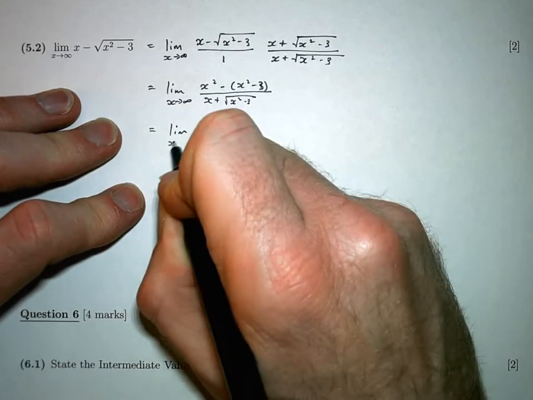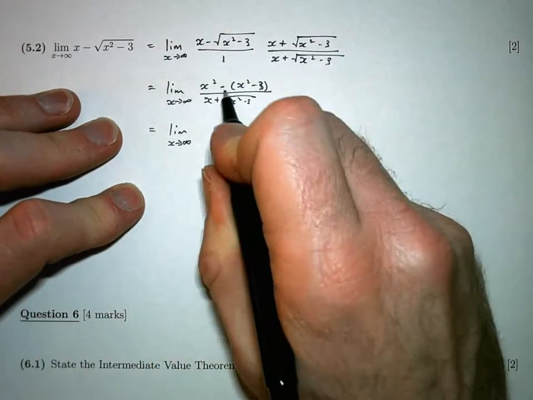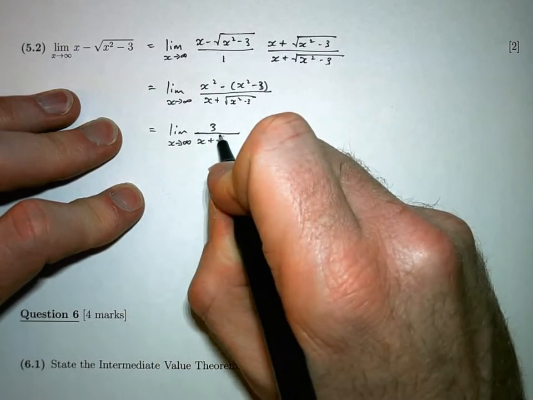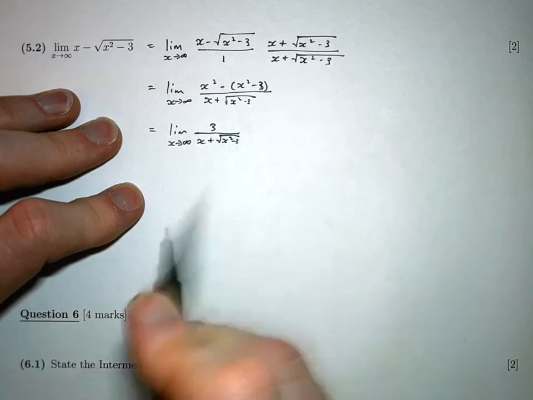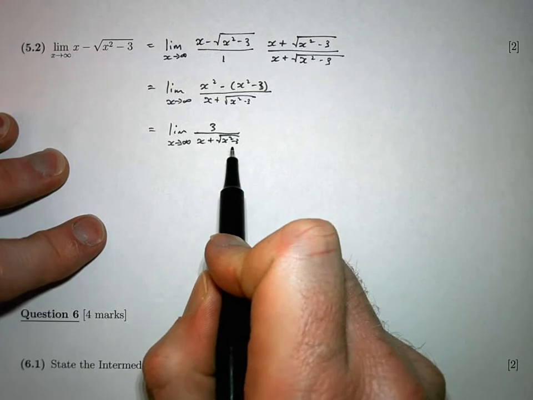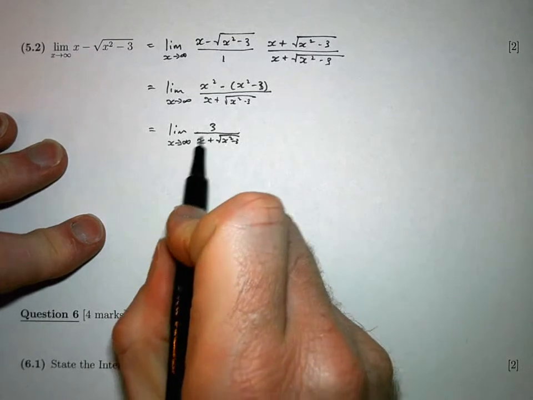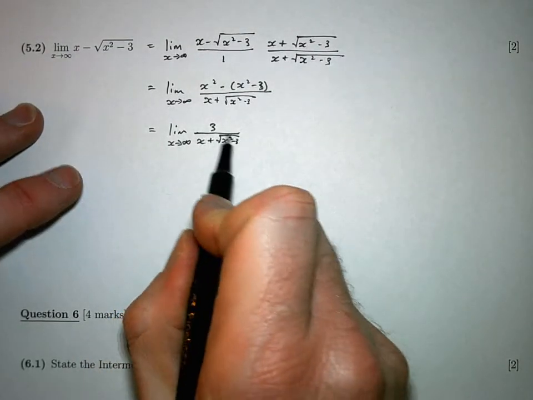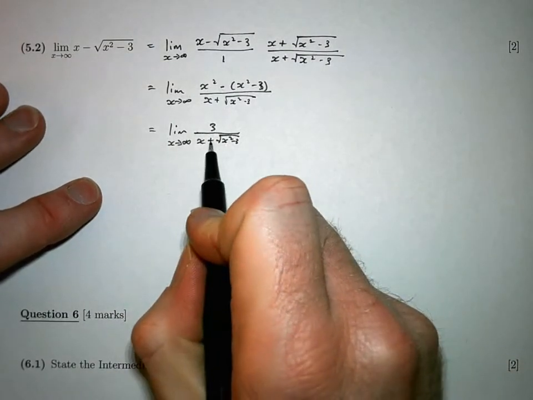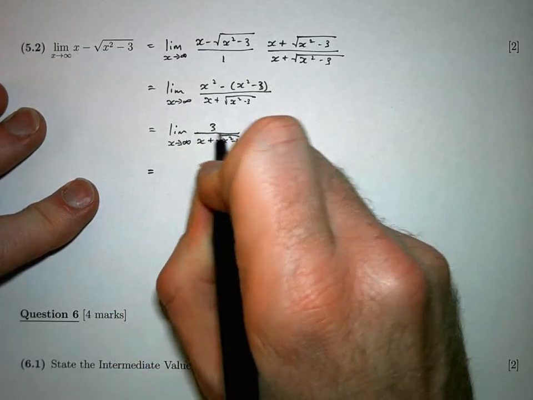Now you can see that there are some terms that can cancel. We've got an x squared here, we've got a minus x squared, so we're just left with minus 3 on the top, divided by x plus the square root of x squared minus 3. Now, x is approaching infinity, x squared is approaching infinity. If you subtract 3, that's not really going to get much smaller, so the square root of that is approaching infinity, infinity plus infinity, the denominator is very much approaching infinity, the numerator is simply a constant, and a constant divided by something that's approaching infinity, of course, is equal to 0.